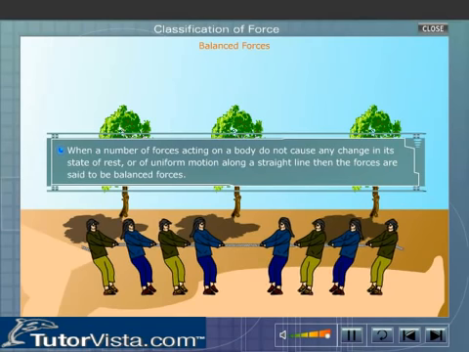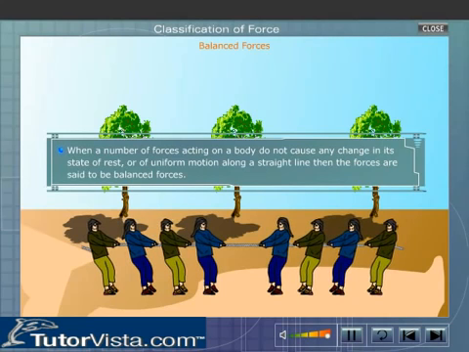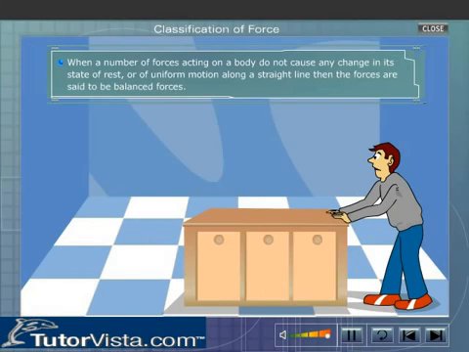Balanced forces. When a number of forces acting on a body do not cause any change in its state of rest or of uniform motion along a straight line, then the forces are said to be balanced forces. In other words, a body is said to be under balanced forces when the resultant force acting on the body is 0. The example given here will help you understand what is balanced force.